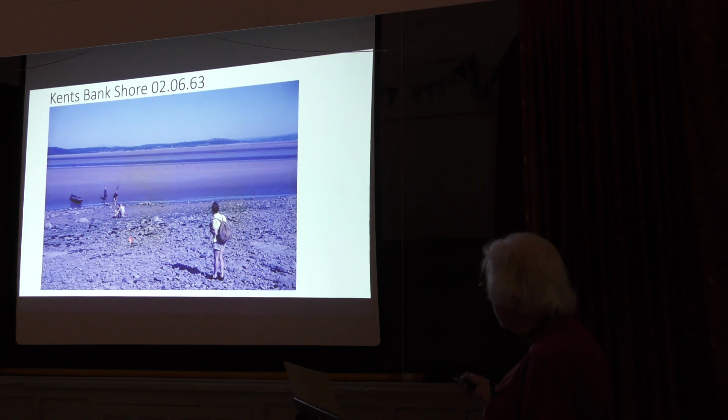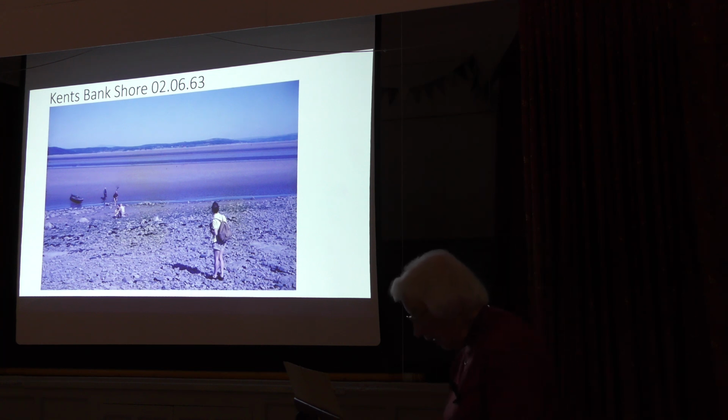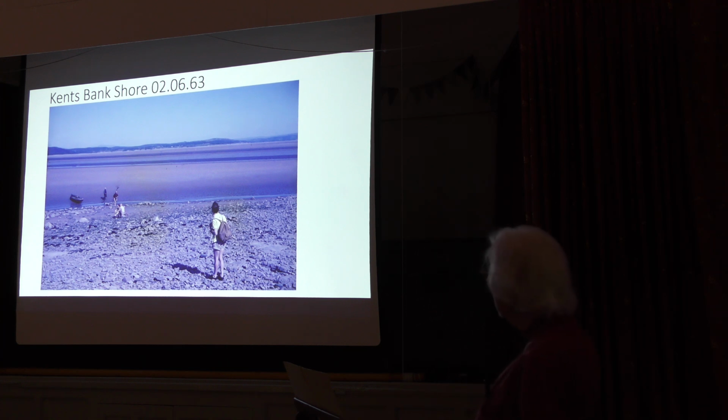Seaward of this beach, this is at Kent's Bank Station, just to give you a precise location, just down below the station. You can see there was a sandbank here adjacent to it, not very wide, but the main channel for the River Kent was quite close to the shore here. And then beyond that, there were more sandbanks. So that was what Kent's Bank was like in 1963.